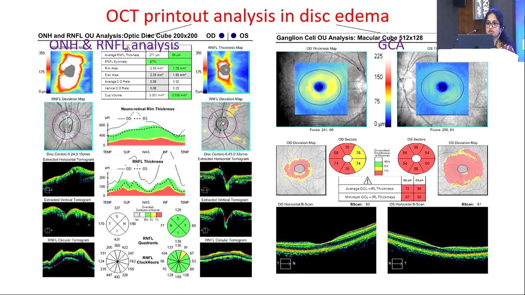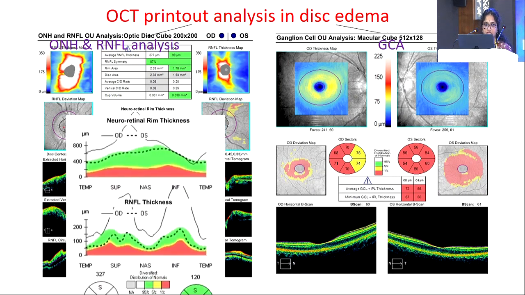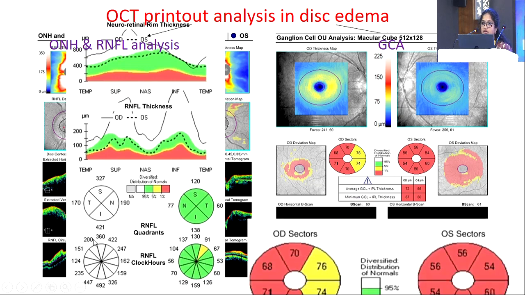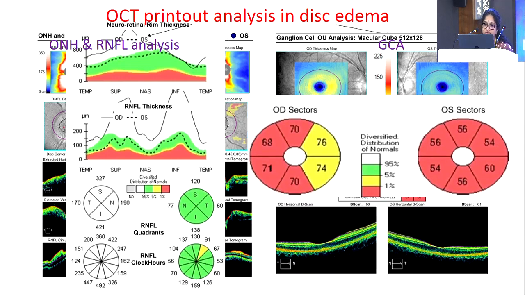Here we can see OCT printout analysis in disc edema. Mainly we have to look for neuroretinal rim thickness increase and RNFL thickness increase, and here we can see the RNFL clock hours also are showing disc edema. And in GCA, in cases of chronic papilledema who were not treated on time, they will result in optic atrophy, which can be seen on GCA scans.